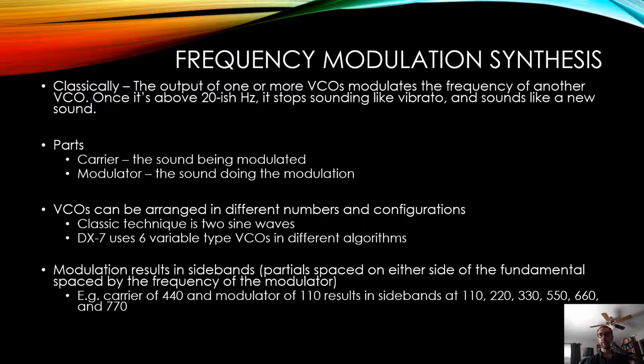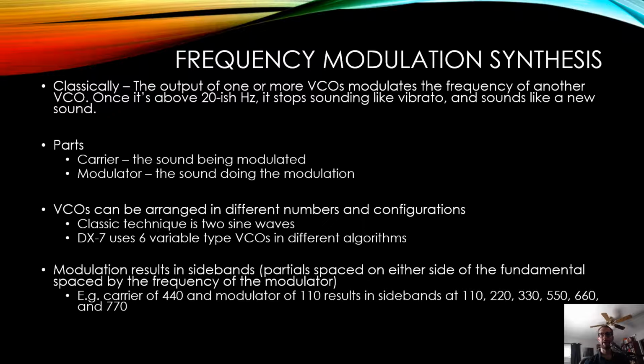So there are parts to frequency modulation. The carrier is the sound, usually the oscillator that is being modulated. The modulator is the sound that's doing the modulation. VCOs can be arranged in different numbers and configurations, but the classic technique is 2 sine waves. There's nothing to say that you have to use sine waves, though. You can use saw waves, you can use pulse width modulation, you could use another modulated wave. But classically, two sines. One modulates the other.